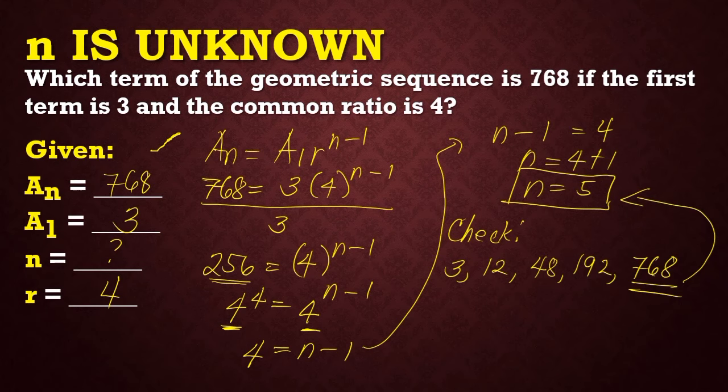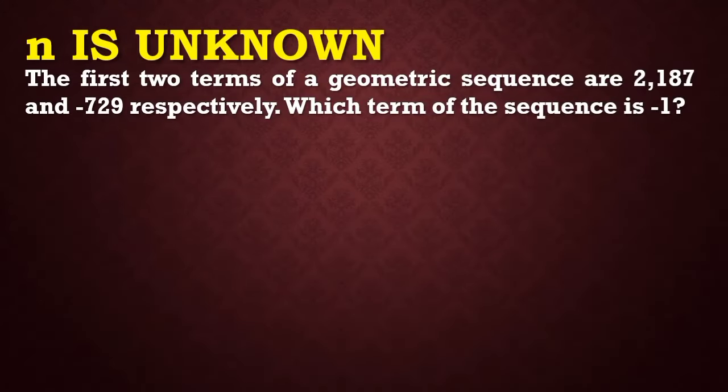So, ganun lang po yung process kapag n is unknown. Natandaan po, kailangan same base po dapat yung ating makuha, both sides, para maibaba natin yung mga exponent. Okay? So, for our last problem, the first two terms of a geometric sequence are 2,187 and negative 729 respectively. Which term of the sequence is negative 1?